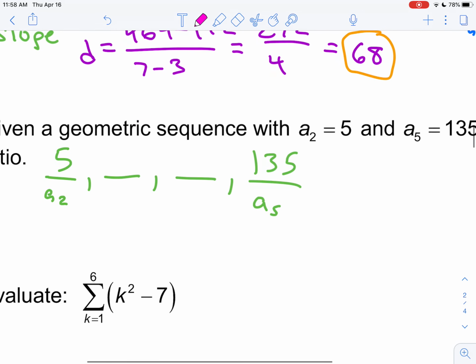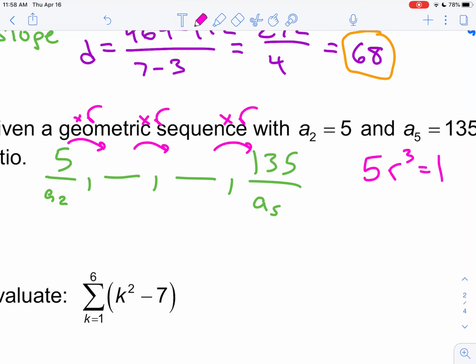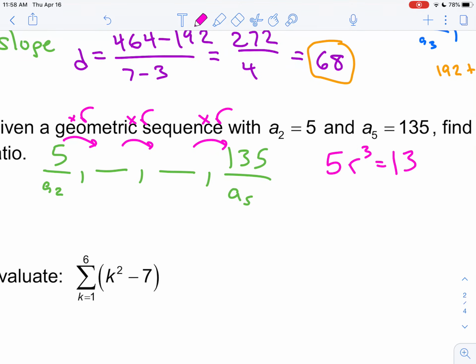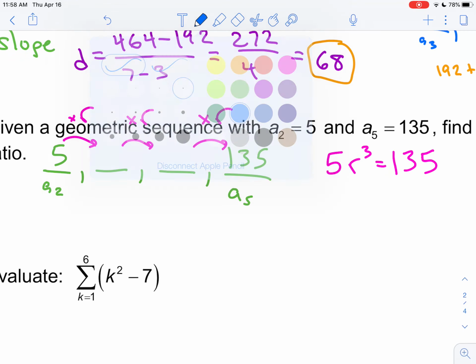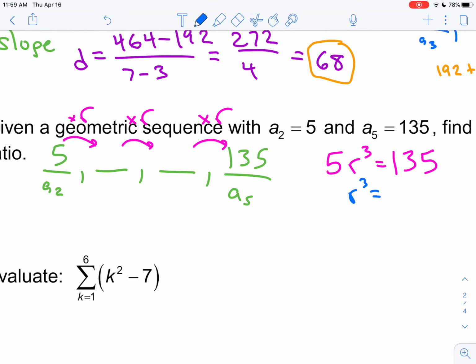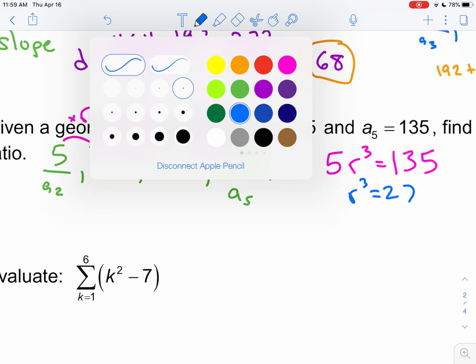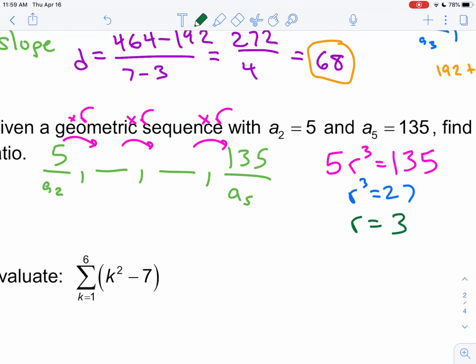You can ask yourself how you're getting from one term to the next. And because it's geometric, that's times r, and times r. So we have the number 5. We're going to go times r 3 times and bring it to 135. So divide both sides by 5, and r cubed is 27. And this one you won't even need a calculator for. R equals 3. Occasionally you do get a plus or minus if it was like an r squared or an r to the 4th, but this one only has one possible answer.